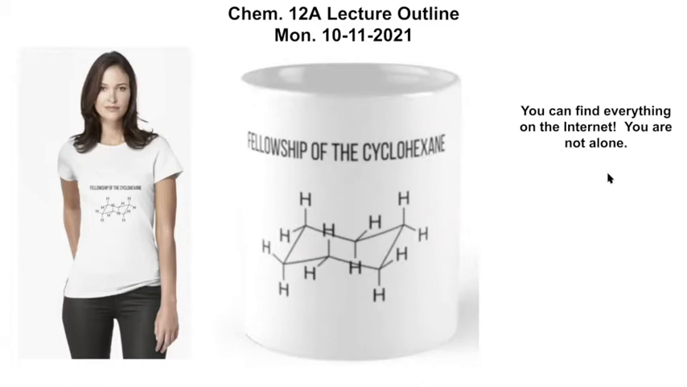So today we'll do chapter 4, cycloalkanes, mainly cyclohexane like this. And then we might even start chapter 5. I don't know if we will. We'll see. Chapter 5 is stereochemistry.